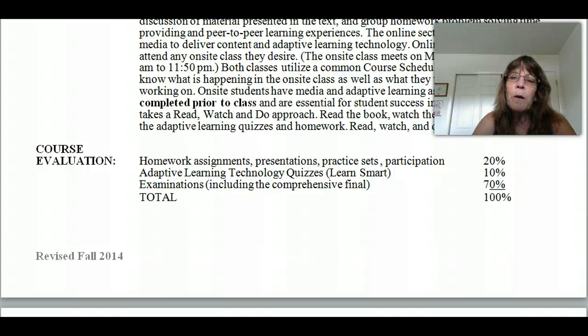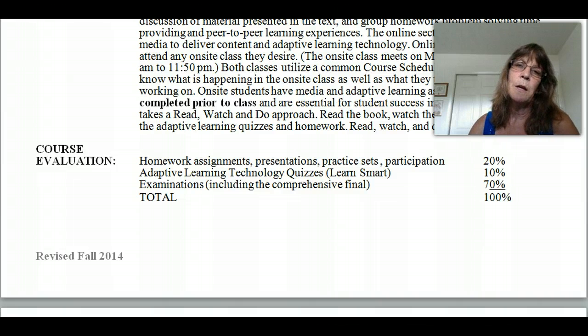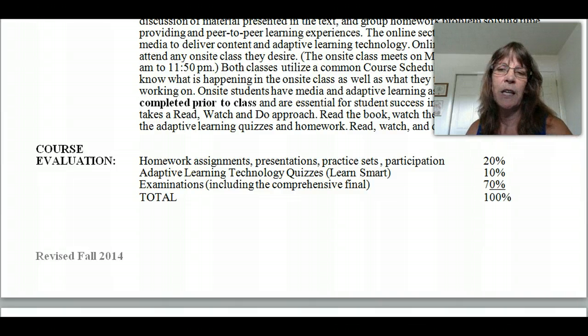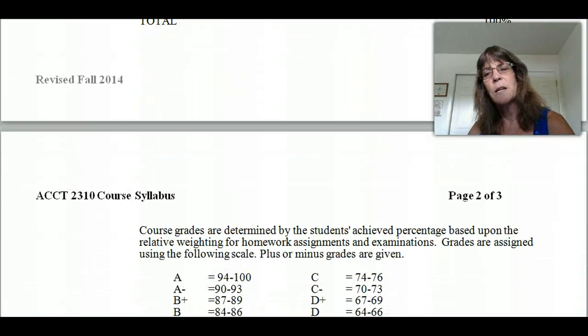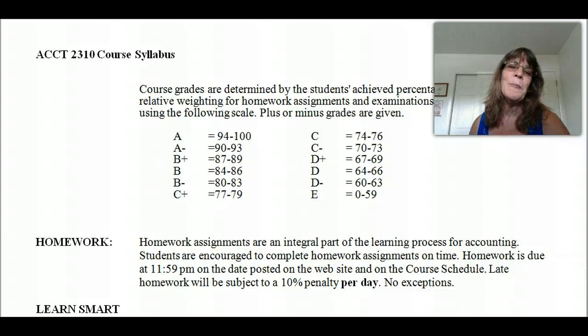Let's talk a little bit about course evaluation. Your homework assignments, your presentations, practice sets, and participation is worth 20% of your grade. The adaptive learning quizzes that you'll take, they're called Learn Smarts, and they're on Connect, worth 10% of your grade. And examinations are worth 70% of your grade, equaling 100%. Amazing how an accounting teacher can hit 100%, isn't it?